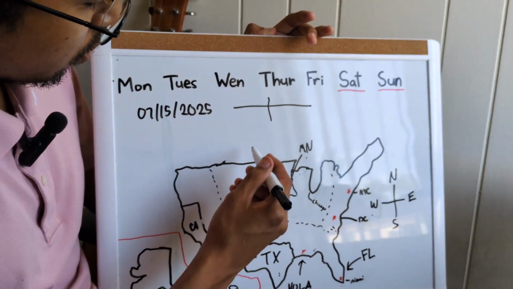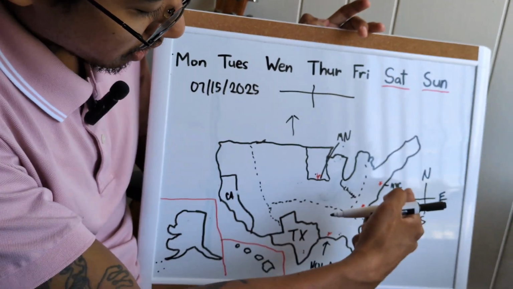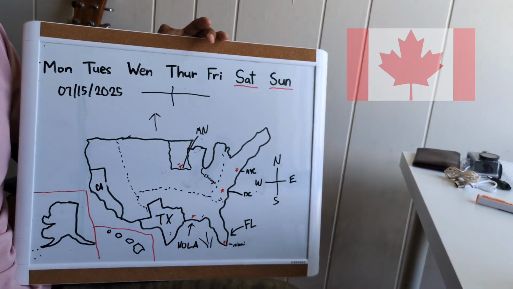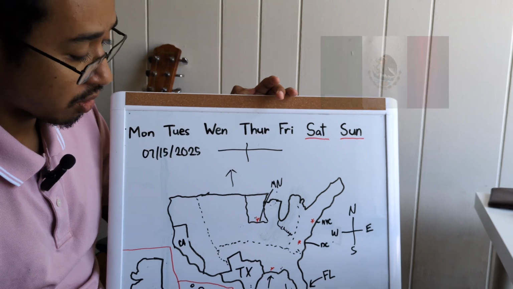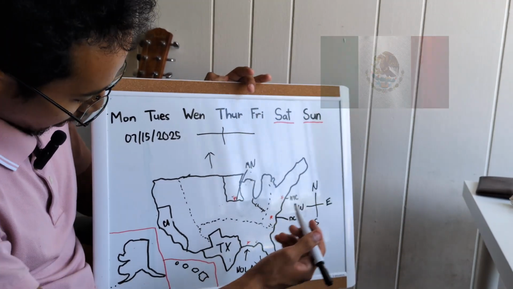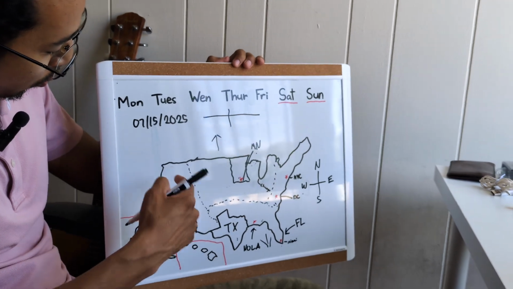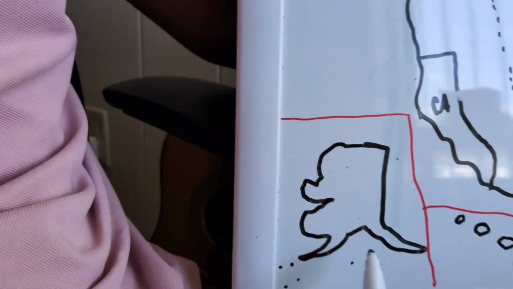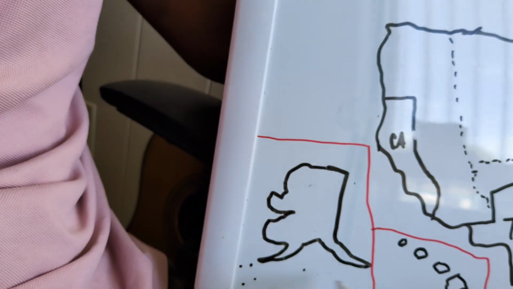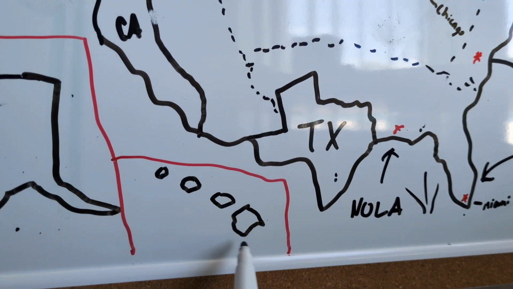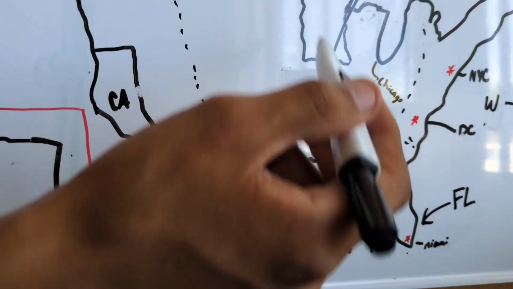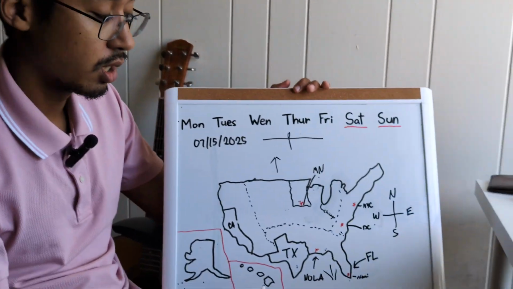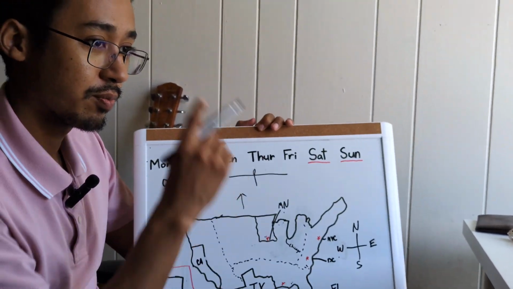All right. So north of the United States is Canada. South of the United States is Mexico. And all the way northwest is Alaska. Alaska is part of the United States. It's a state, one of the 50 states. And Hawaii. Hawaii is in the middle of the ocean, in the Pacific Ocean. And it is also a state of the United States.